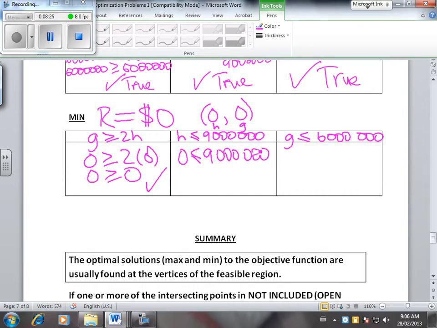Is 0 less than or equal to 9 million? It is. And then 0 is less than or equal to 6 million. Is that true? Yes. So both our minimums and our maximum have been verified. So we know that those are in fact the solutions.